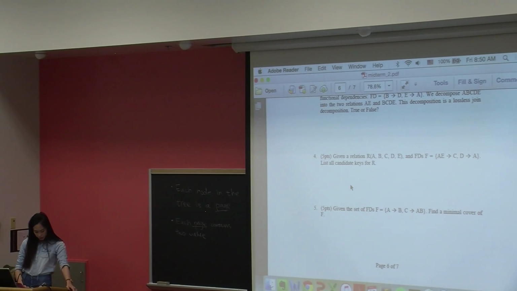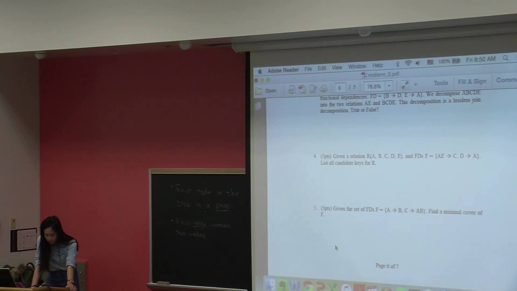Okay. And number 5, minimal cover. The answer is C determines A and then A determines B. If you put C determines B, then that's wrong because we can't infer from C determines A and then A determines B to C determines B. Okay, so you don't want to do it. All right. Then that loses the whole point of minimal cover.